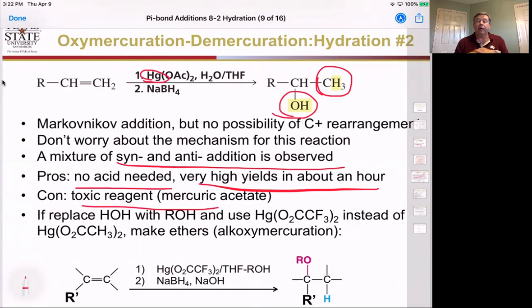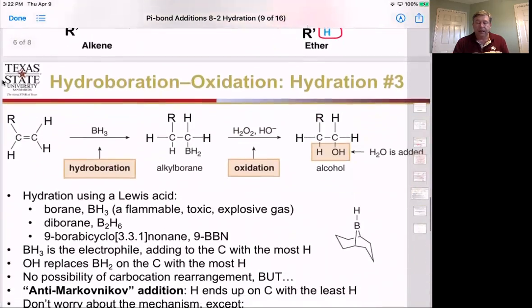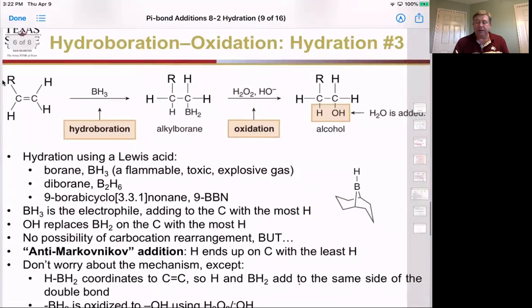Okay. Now, if you wanted to create that ether instead of the alcohol, you can do that. You just have to change the reagent slightly. And what you'll end up with is the alkoxymercuration-demercuration, but you'll still get your ether on your more substituted carbon, and your hydrogen will be added to your terminal or less substituted carbon.